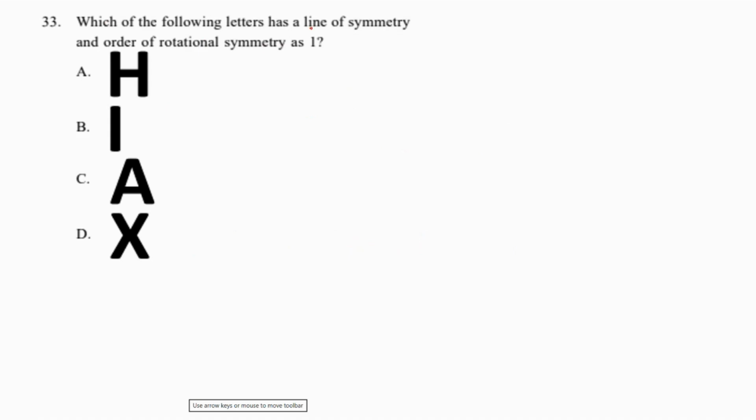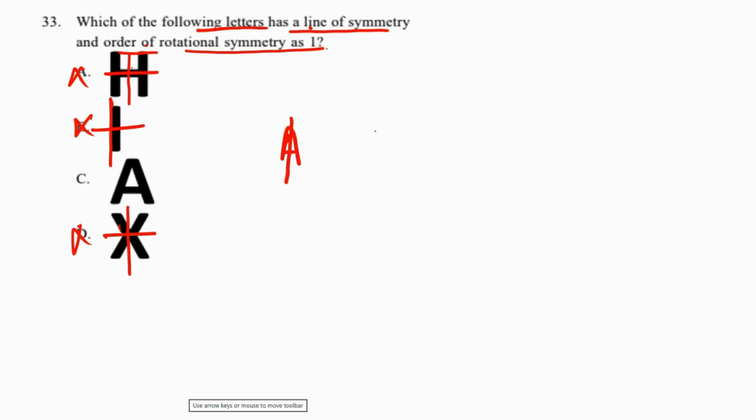Moving on to the 33rd question, which of the following alphabets would have a line symmetry and an order of rotational symmetry as one? Both line symmetry and order of rotational symmetry should be one. H has a line symmetry of 2, eliminated. I also has a line symmetry of 2, eliminated. X has a line symmetry of 2, eliminated. A has a line symmetry of 1 and also the order of rotational symmetry is 1 because A only looks alike at 360 degrees angle. Hence, option C is the answer.